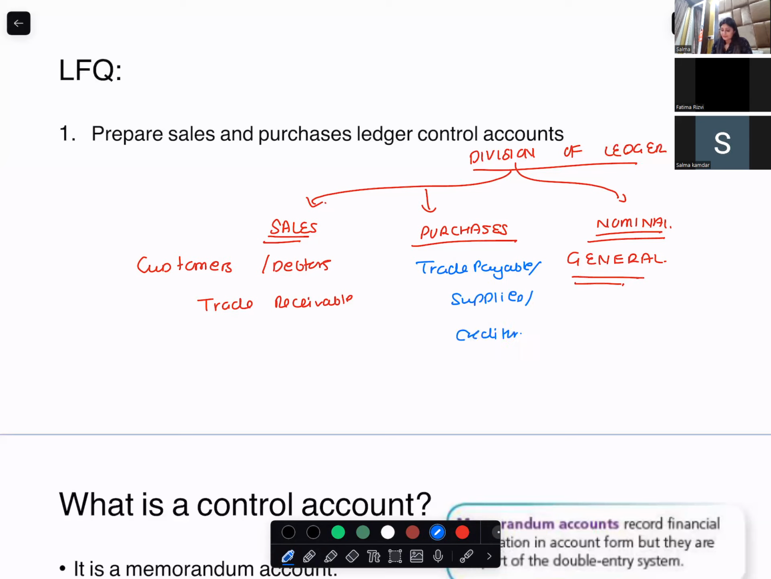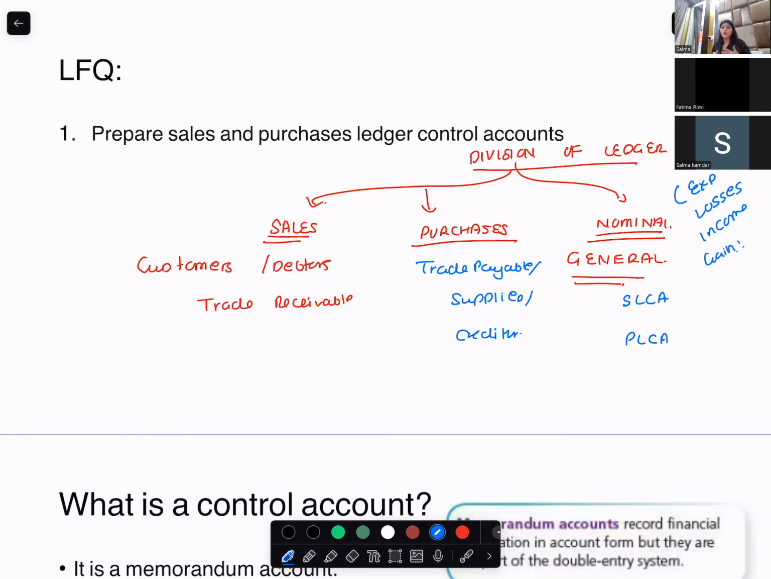In the nominal ledger, we keep SLCA and PLCA. I am talking about something related to control accounts only. Other than this, we keep accounts of all expenses, losses, incomes, and gains.